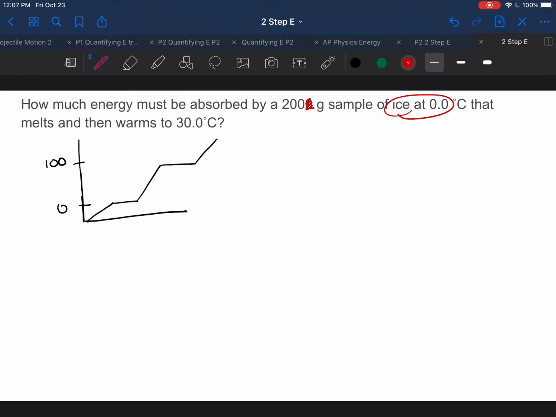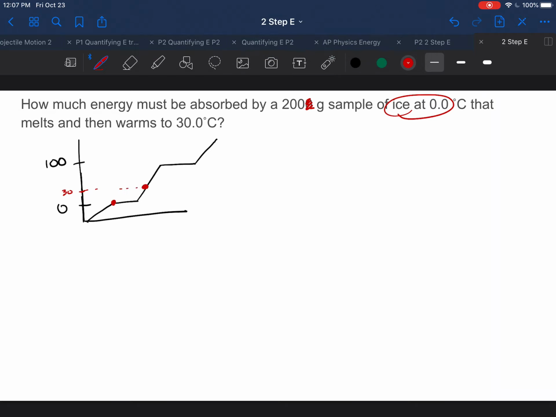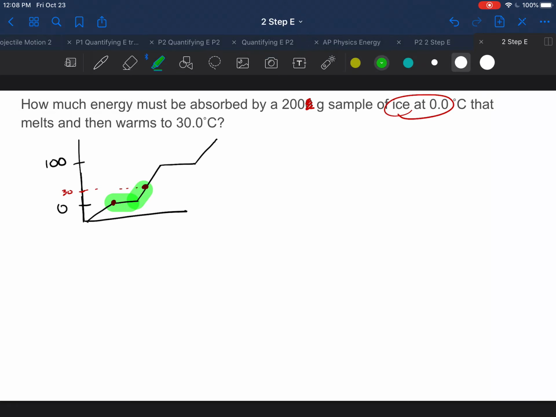Now, I want to figure out what regions this occurs on. Well, it's ice at 0 degrees Celsius, so I'm going to start at 0 degrees Celsius, and it melts and warms to 30 degrees. So 30 is probably somewhere around here. That means that this event is happening over these two regions. This first region here, and then this second region.